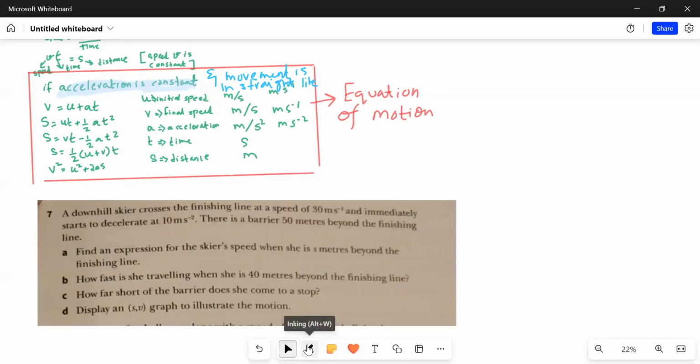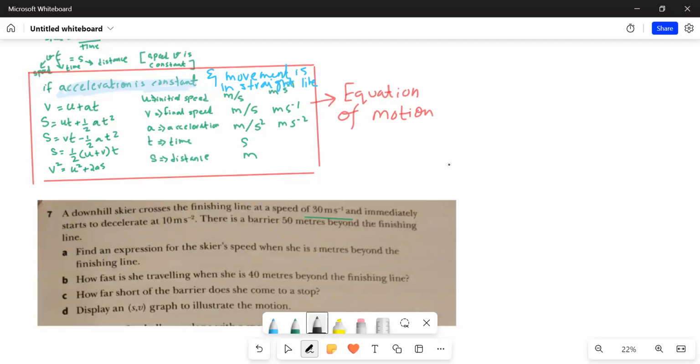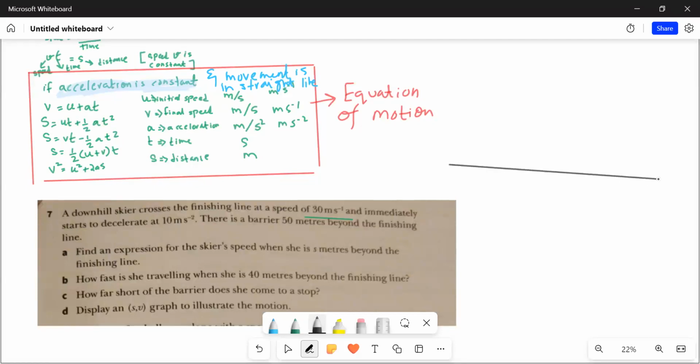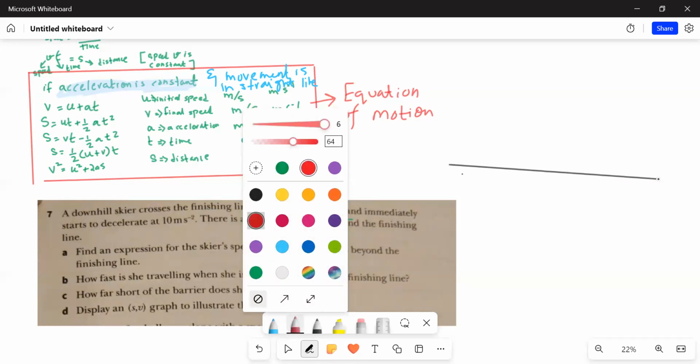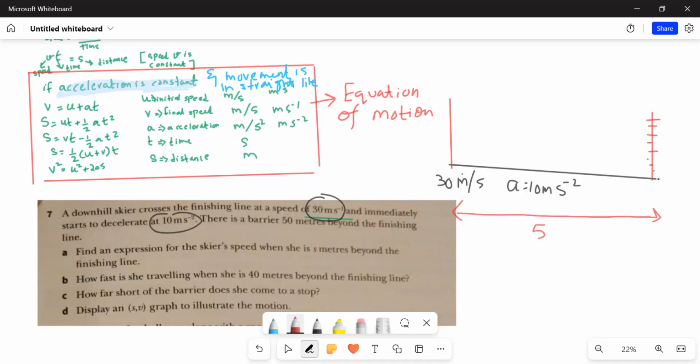Okay. A downhill skier crosses the finish line at a speed of 30 meters per second. So there's a skier, and he's going downwards, and this is the finish line. When he crosses the finish line, the speed is 30. And immediately starts to decelerate at 10 meters per second squared. So A is 10 meters per second squared. There is a barrier 50 meters beyond the finish line. So there's a barrier somewhere over here, which is 50 meters beyond the finish line. So this distance would be 50 meters.